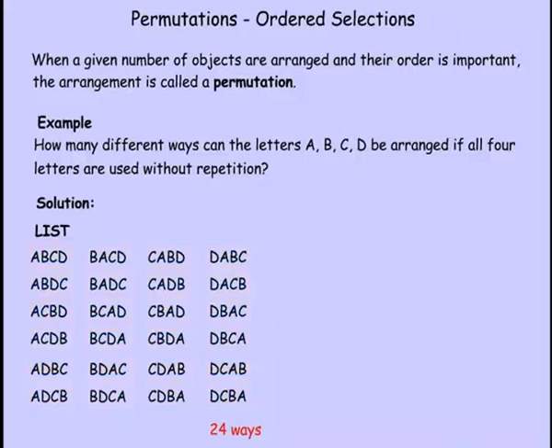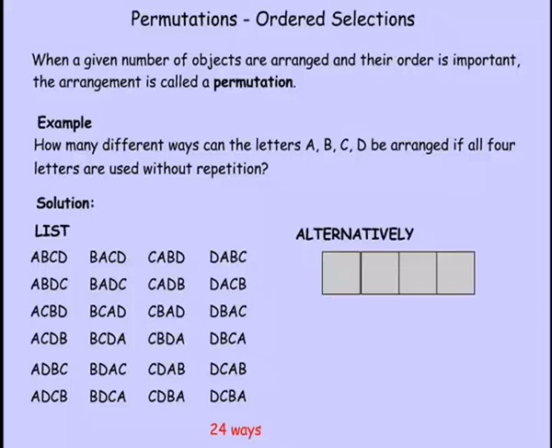Now that wasn't too bad. So that's one way of doing it. Alternatively, we can consider this. We're trying to fill up those four boxes with those letters A, B, C and D. If we were to put one of the letters in that first one, we've got four to choose from, so we can do that any one of four ways. Now, moving on to the second one. Once you've put one of the letters down, there's only three letters available to fill up this second position. So there's three ways we could fill that up.